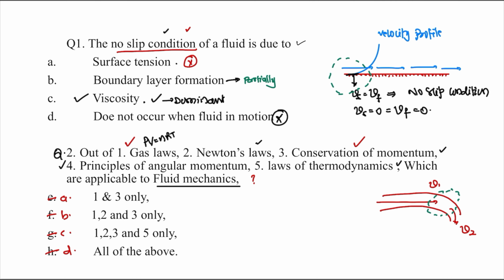Then angular momentum, whether it is applicable or not, let us see. Angular momentum is also applicable because rotation of the fluid is there. Rotation of fluid is also possible, because when you take a fluid, water, and rotate the glass, that's rotating. Angular momentum is there. Yes. When momentum is there, conservation is there. Principles applicable. Then laws of thermodynamics.